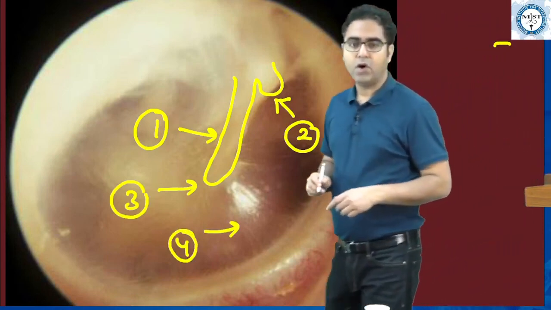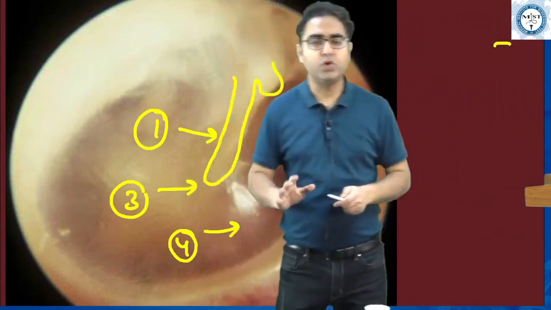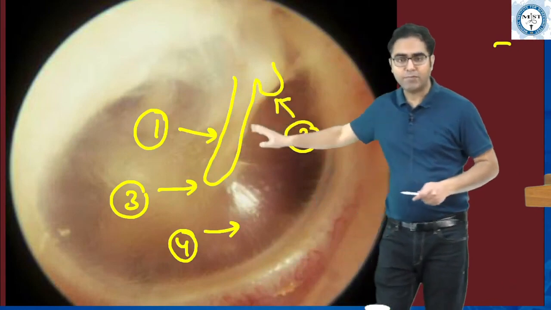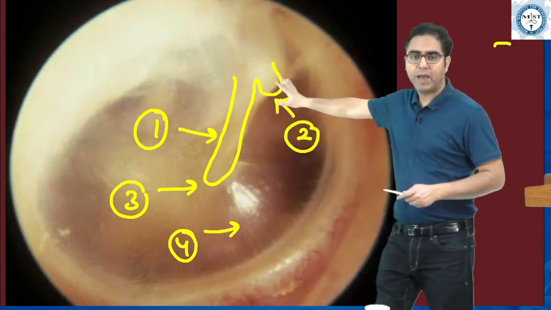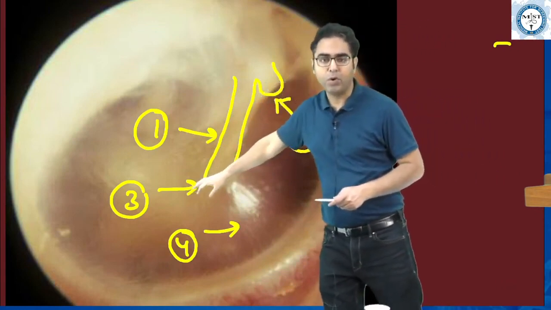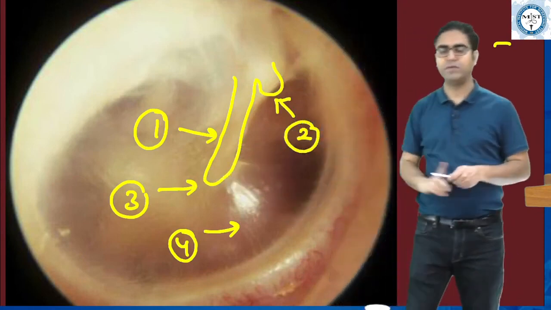Now all of you read your notes. Tympanic membrane shows 4 landmarks. Number 1, handle of malleus. Number 2, lateral process of malleus. Number 3, umbo. Umbo is the tip of the handle. And number 4, cone of light.